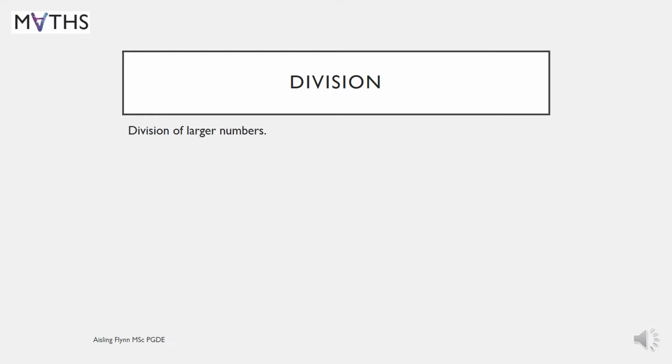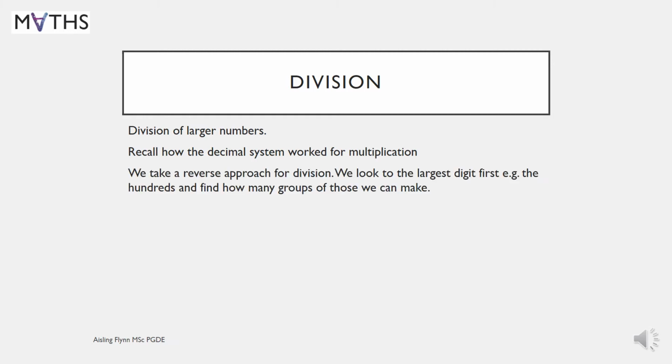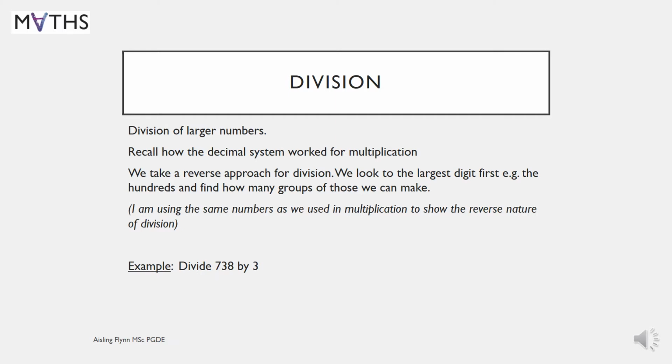What about division of larger numbers? Recall how the decimal system worked for multiplication. We take a reverse approach for division. We look to the largest digit first. For example, maybe the hundreds, and we find out how many groups of those we can make. For our examples, I'm using the same numbers that we used in the multiplication video to show the reverse nature of multiplication and division. Here's our example.